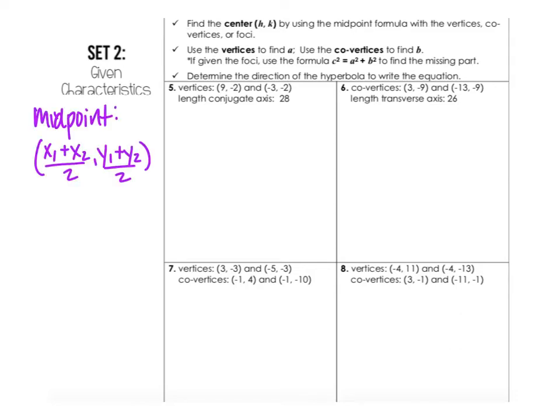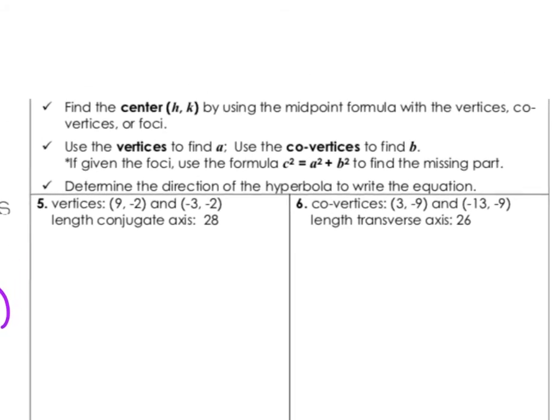And you're going to need that midpoint formula, and you're going to do the midpoint formula so often that you're going to get sick of it. Hopefully you remember it from when we did ellipses, and hopefully you're sick of it by now. So let's look at the steps here at the top. First you find the center HK by using the midpoint formula with the vertices, co-vertices, or foci. So you're going to be given one of the three most of the time.